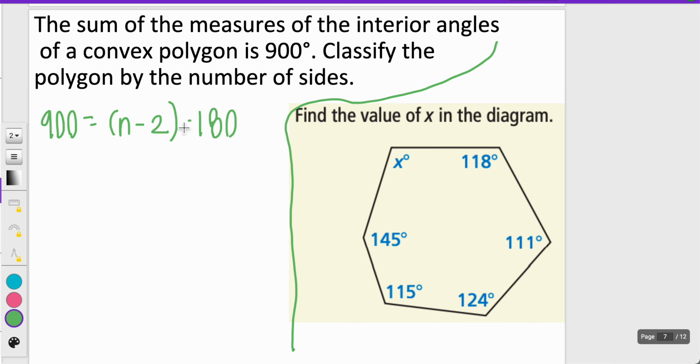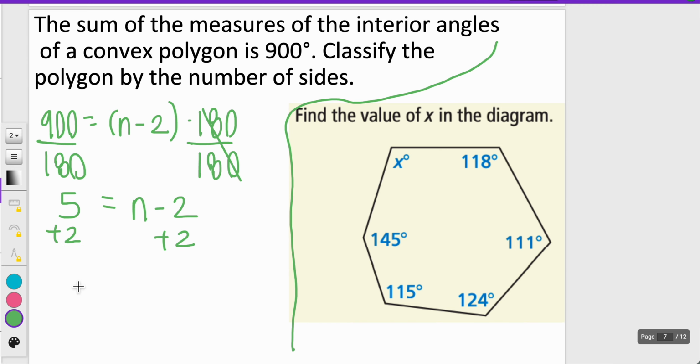What I would do first is get 180 with 900, so I'm going to divide both sides by 180, which means n minus 2 is now out of the parentheses, and I'm going to get 5. Then I'm just going to add 2 to both sides, so I get 7 is equal to n, and this would be considered a heptagon.